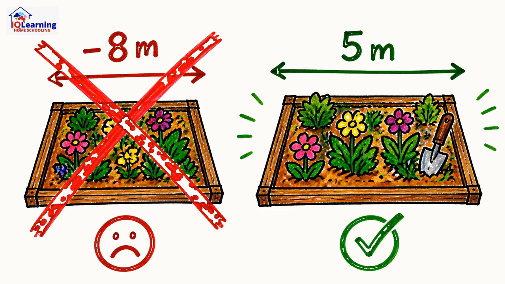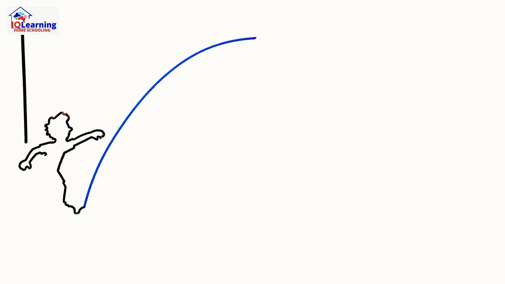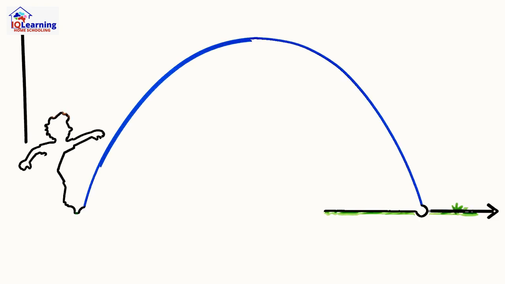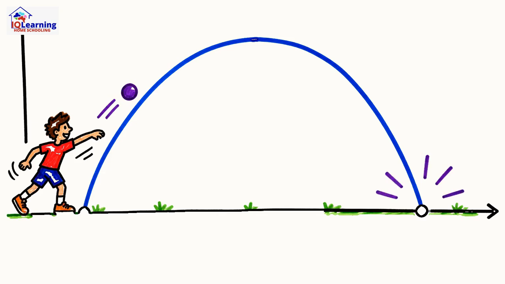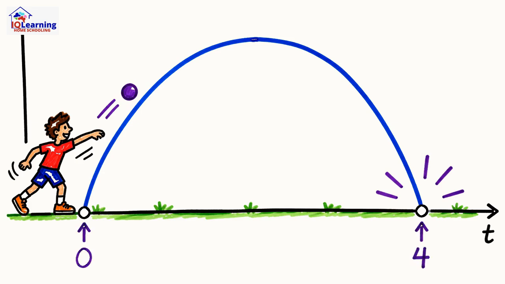Width can't be negative. Or if you're tracking a projectile and its height is modeled by minus 5t squared plus 20t, you set the height to 0 to find when it lands. Factorize it and your solutions are t equals 0 and t equals 4. The moment it was thrown and the moment it lands 4 seconds later.